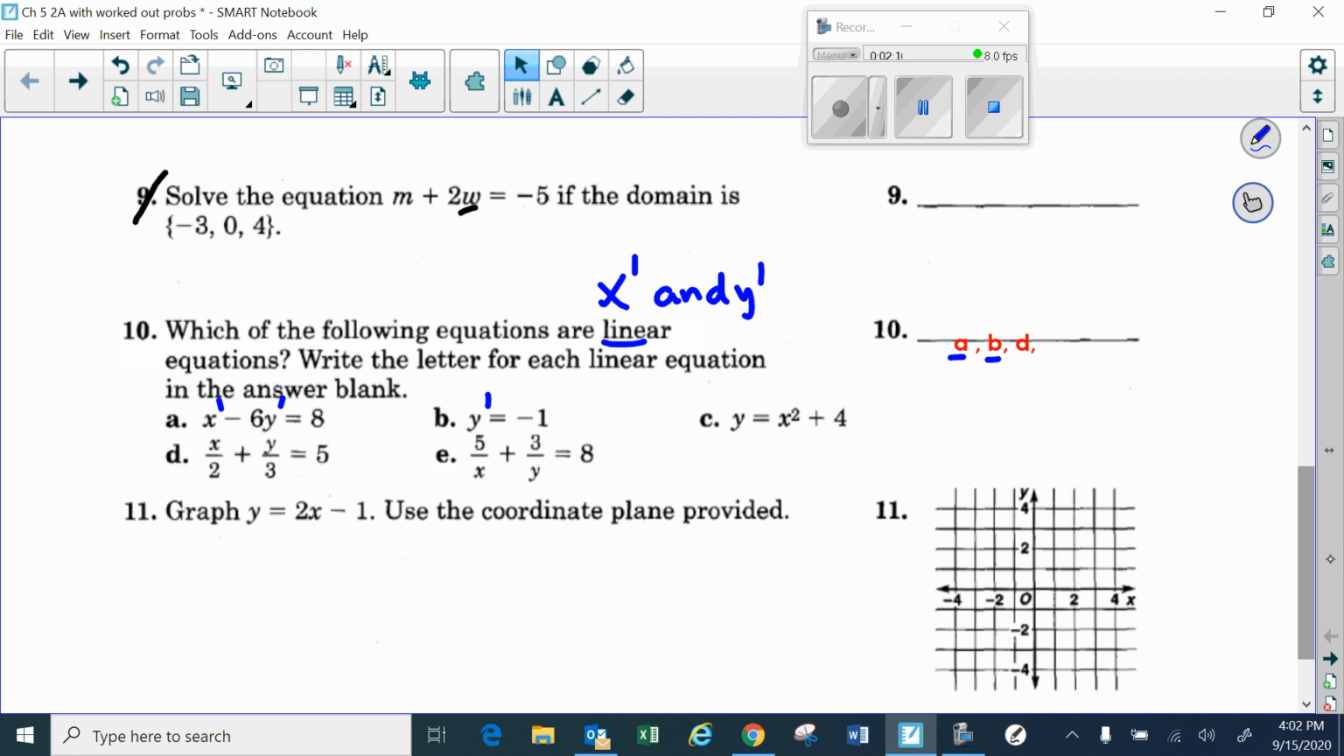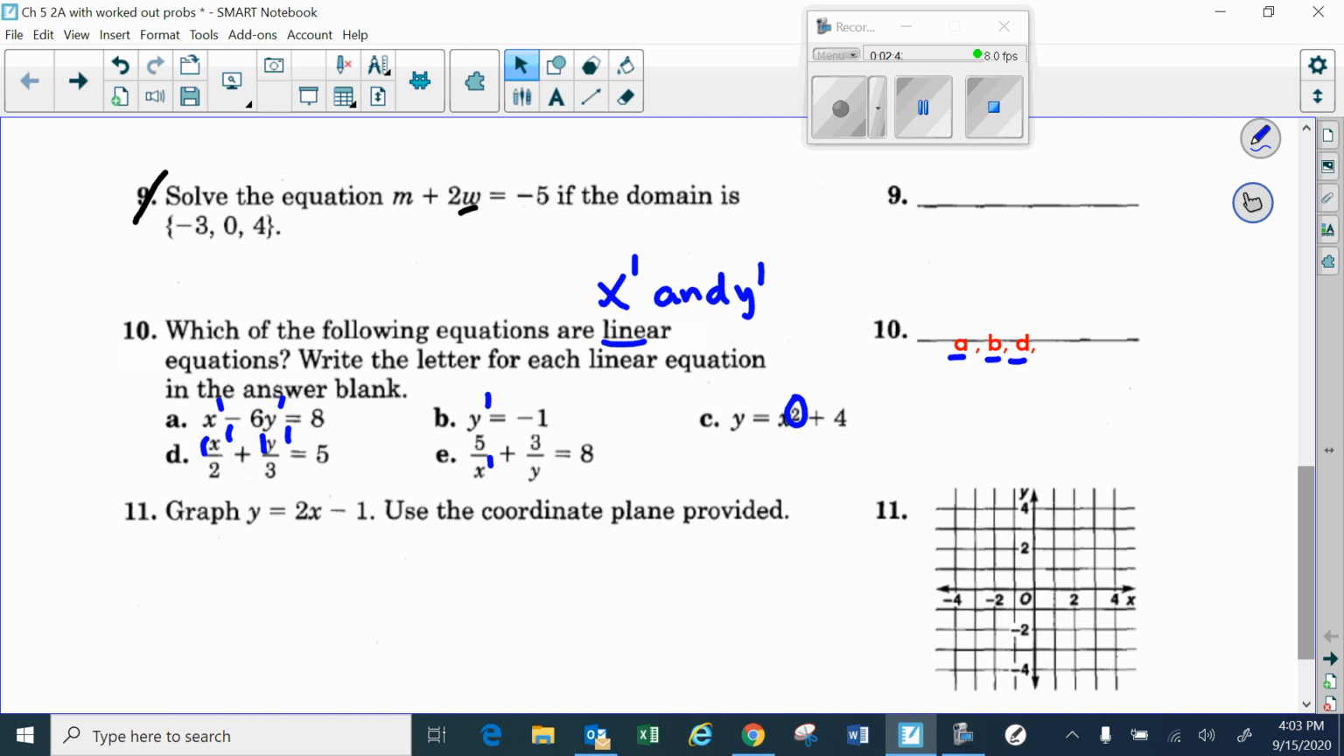If I look at C here, this x is 2. It can't be. That's a quadratic. It's going to graph into a parabola. So C is not there. I look at D. That's fine because I can rewrite that. It's all about the exponents on the x and the y. Those are just fractions, 1/2 and 1/3. So the x and y both have 1 as their exponent. So that's D works. And E does not.